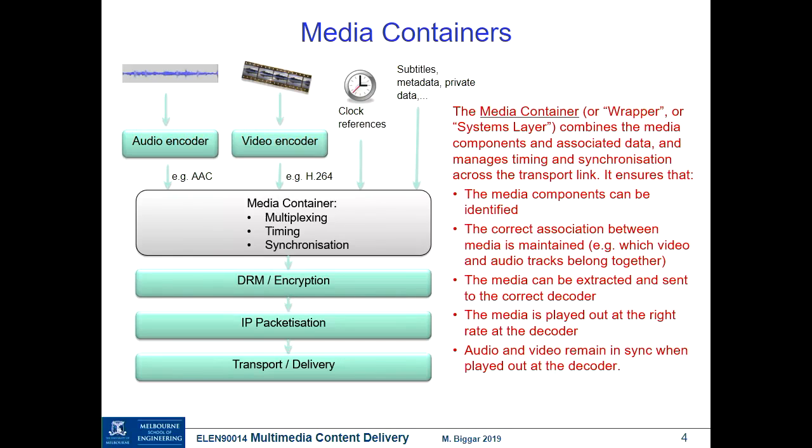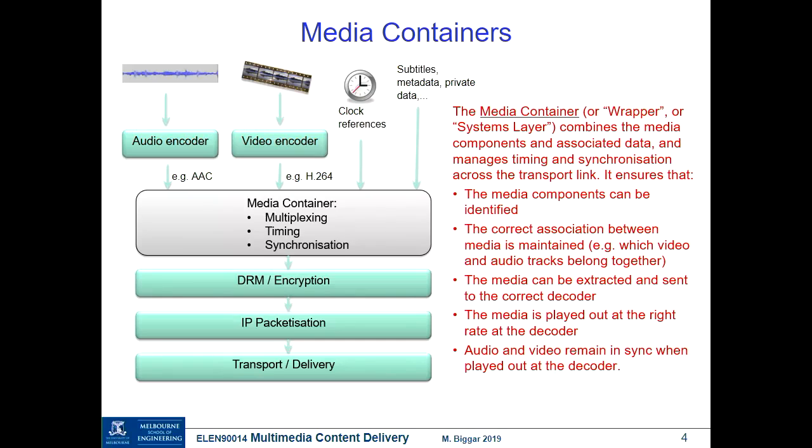So we need to be able to identify the media components. So at the receiver, it's no point just receiving a bit stream that's been pulled out of this multiplex. We need to know that it's an audio bit stream, and we need to know that it's encoded using AAC, and we need to know the relevant parameters of that.